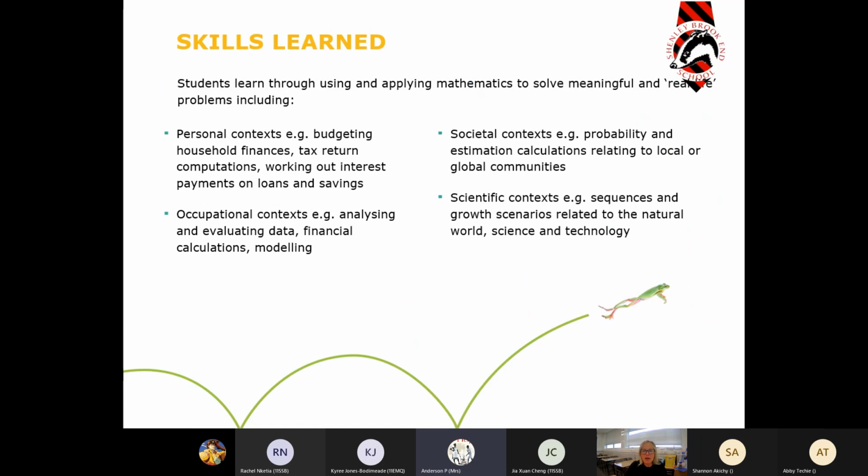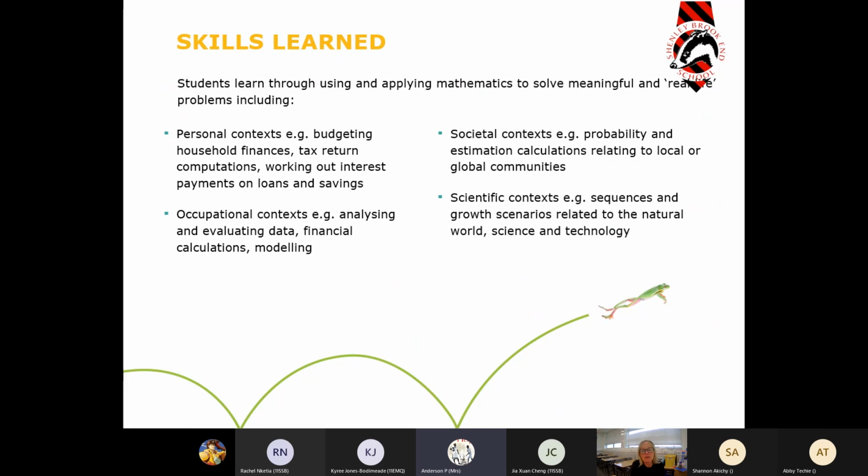Okay, so how are we going to study the course? So you're going to use and apply the maths to solve real life situations, like I've said. There will be personal context, budgeting, household finance. All of those things will help you, if you're planning to go to university, living away from home, managing your student loan, making sure that you've got enough money to get you through the term.